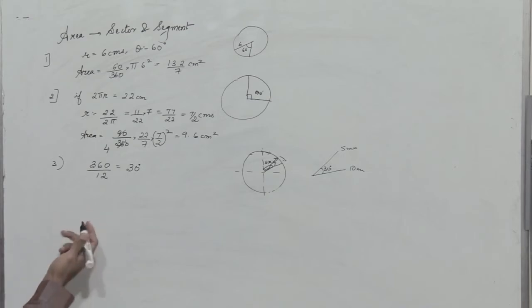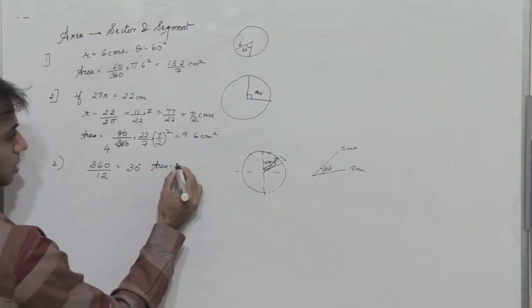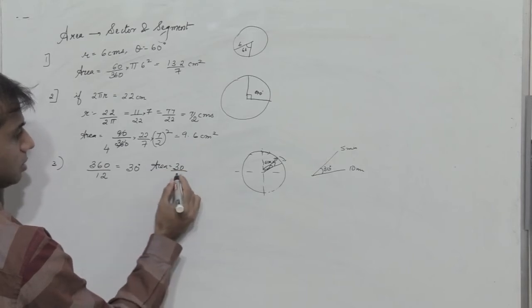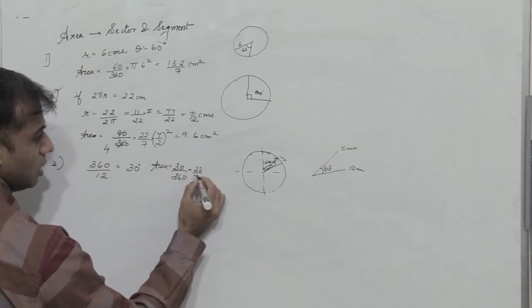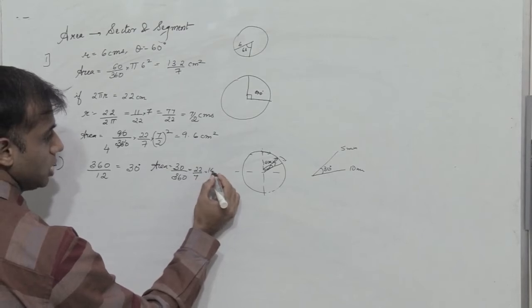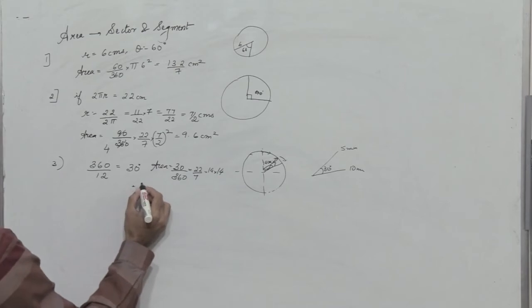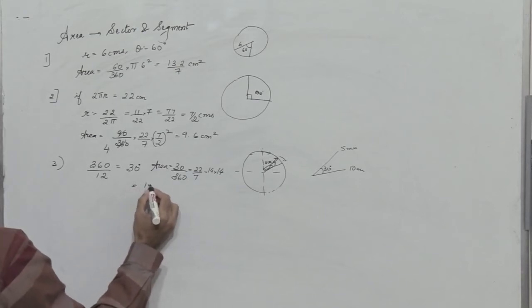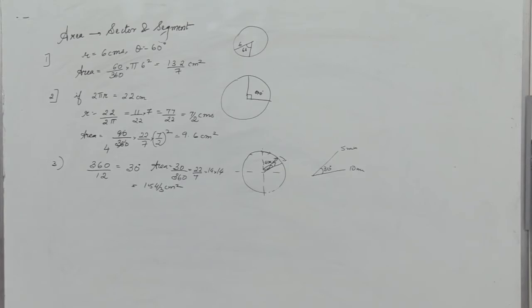So now we need to find the area, which is very simple. So again, area is 30 by 360 into pi, which is 22 by 7, into r square, which is 14 into 14, right? So we get the area as, if we calculate, 154 by 3 centimeter square.